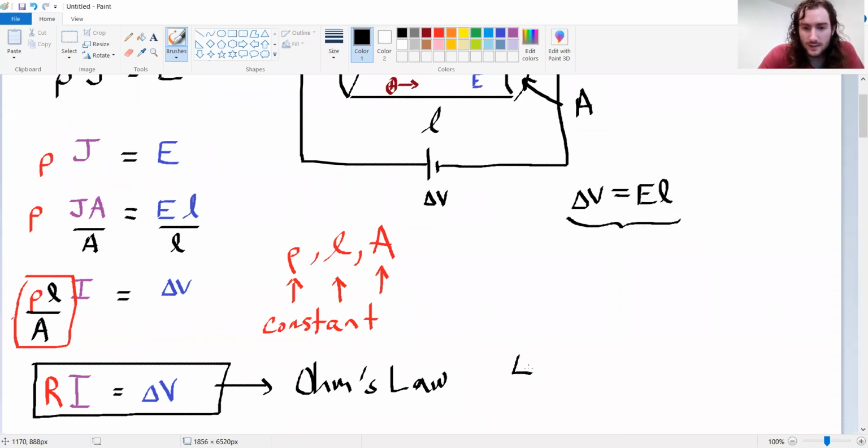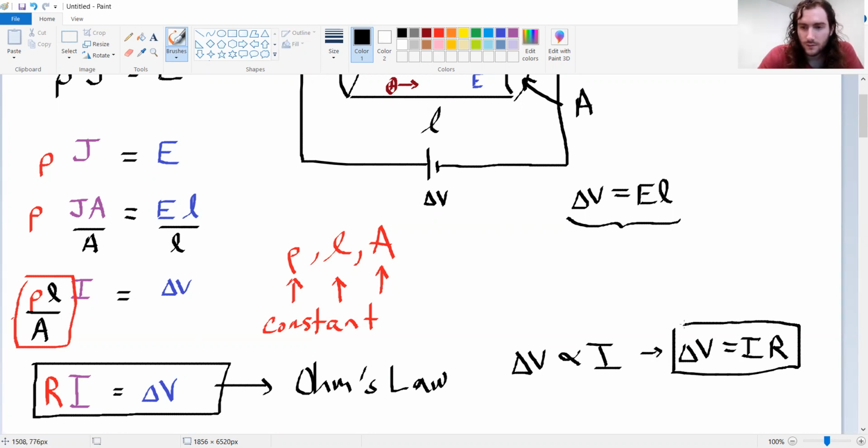Okay, so Ohm's law says delta V is proportional to current. Potential difference is proportional to current, and the constant of proportionality is the resistance. So we call this resistance. I didn't write that yet, so let me go ahead and write that.